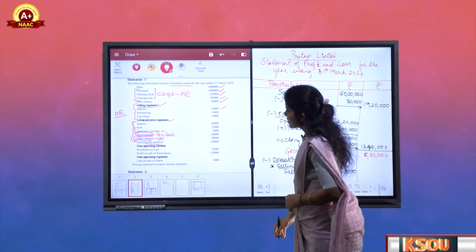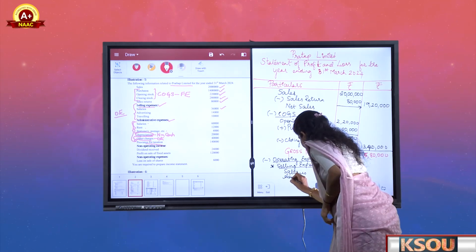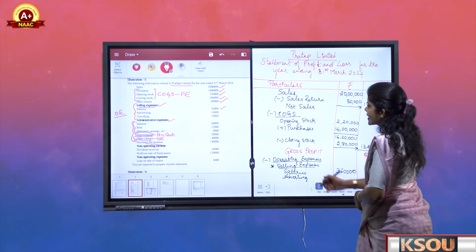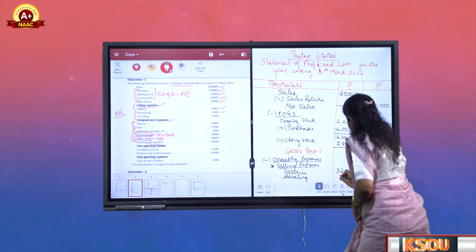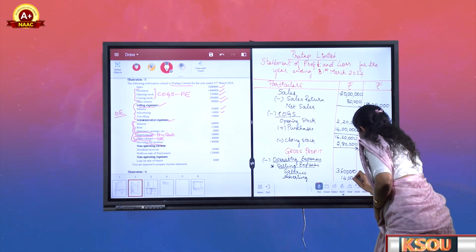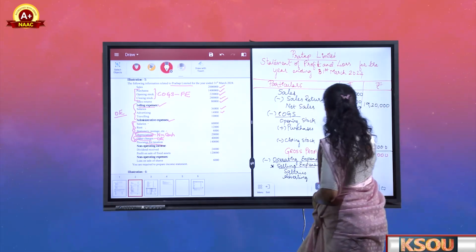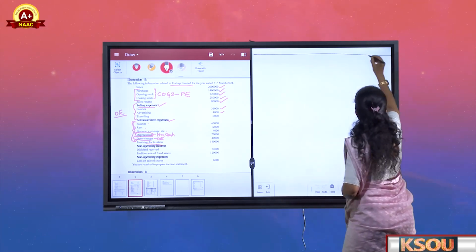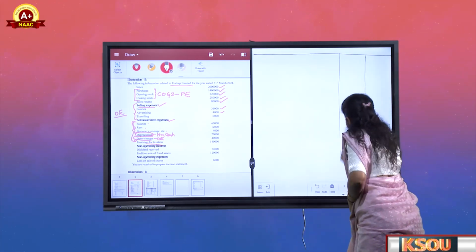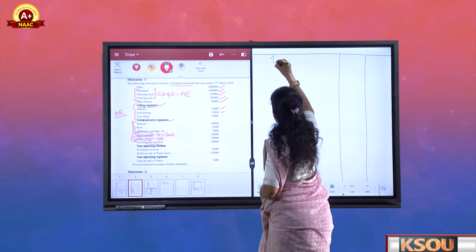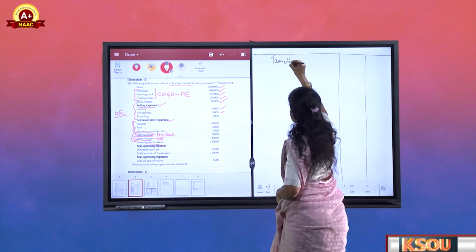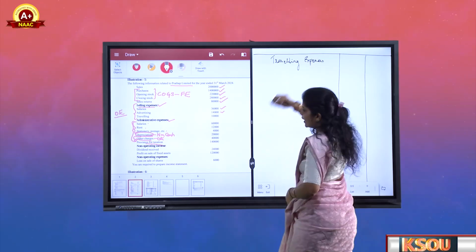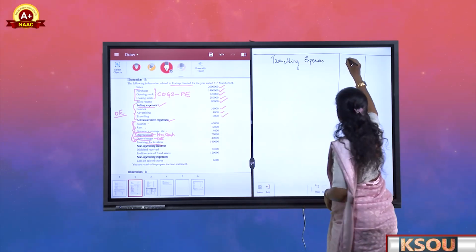Okay. Next is advertising. The advertising is 14,000. And for the traveling expenses, let us go to the next page. I will continue. The traveling expenses, okay, it is 10,000.